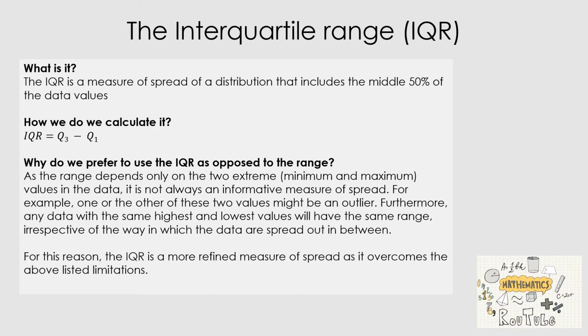As the range depends on only the two extreme values, which is the minimum and the maximum, if you can recall, to calculate the range, it's just the maximum minus the minimum. So as the range depends on only those two values in the data, it's not always an informative measure of spread. For example, one or the other of these two values might be an outlier, and that could give a misrepresentation of the spread. Furthermore, any data with the same highest and lowest values will have the same range, irrespective of the way in which the data is spread out in between those two values.